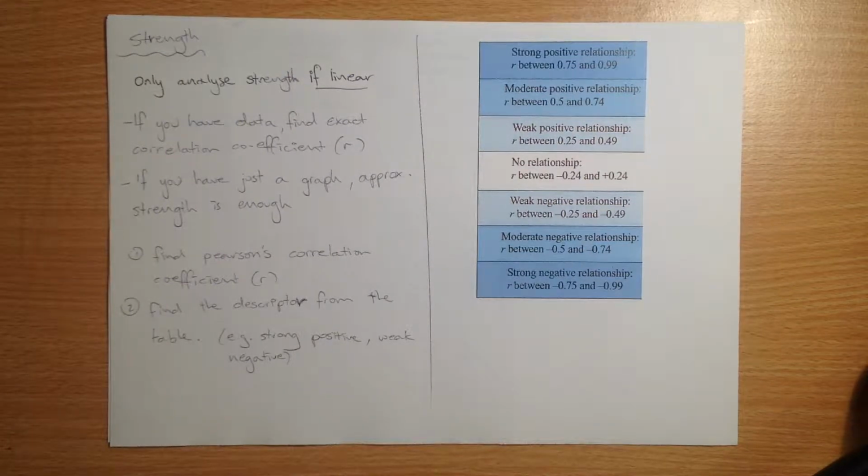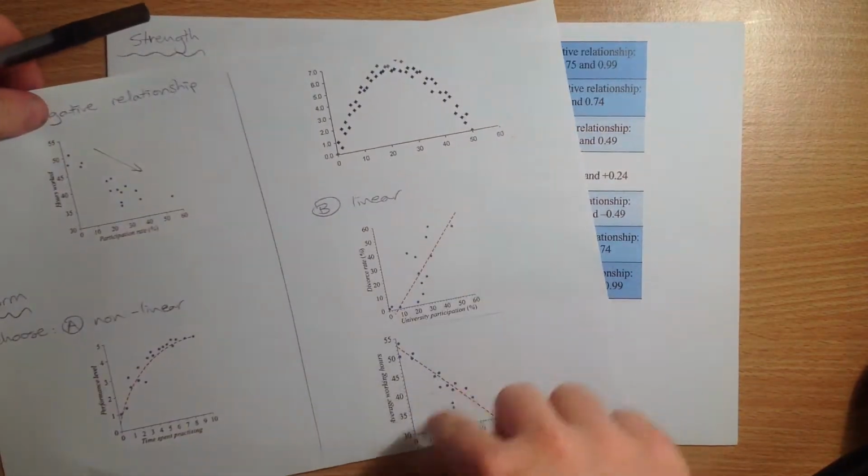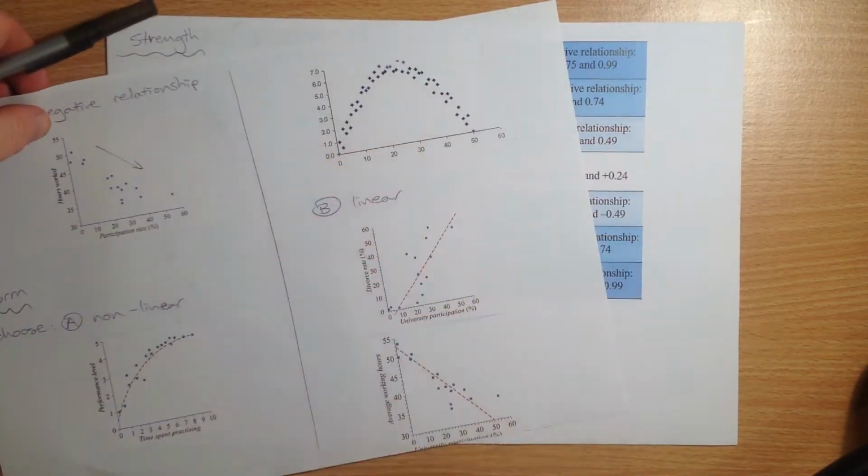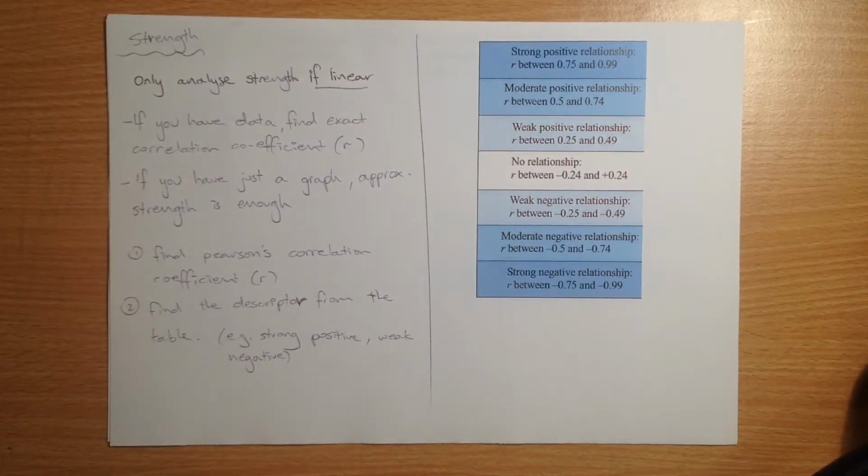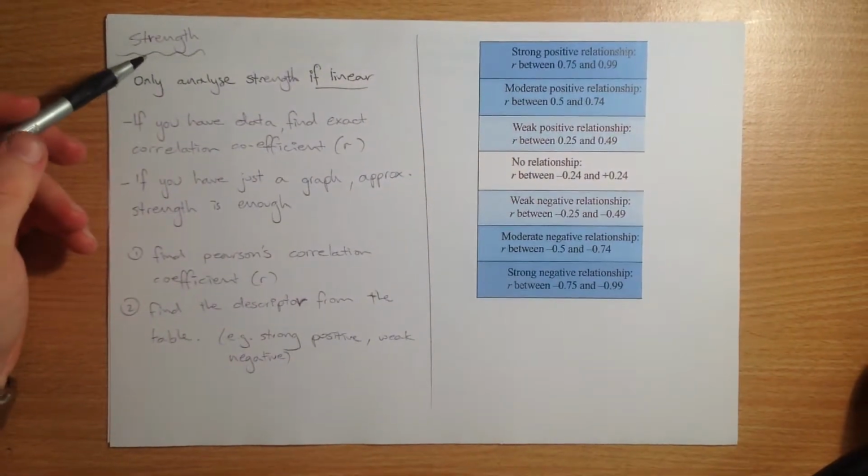Right, thirdly, we've had direction, we've had form, and now it's time for strength. We can only analyse the strength if we're looking at a linear relationship. So if we're looking at one of these kinds of relationships that we saw a minute ago, these non-linear ones, we can't talk about strength, it's not applicable. But like I said, most of the time we're going to be looking at stuff that is linear or making it linear. So we are going to be able to analyse for strength a lot of the time.